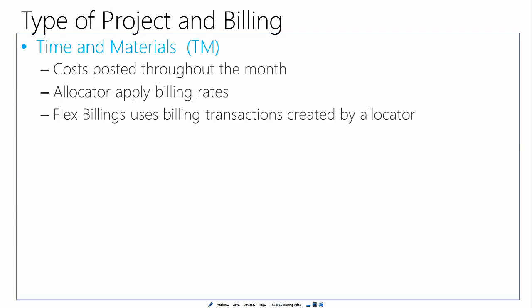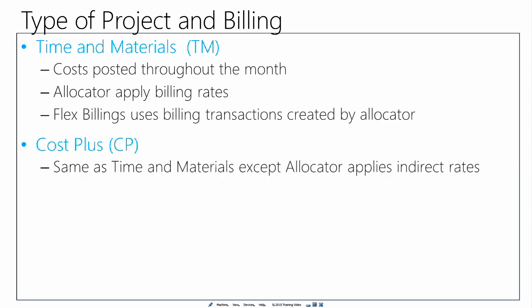So if we think about the type of projects we would have, there are T&M jobs, or time and material jobs. And these have items posted throughout the month. The costs are posted all throughout the month. Then we use Allocator to apply those billing rates. And then we will use flexible billings to bill those transactions created by Allocator.